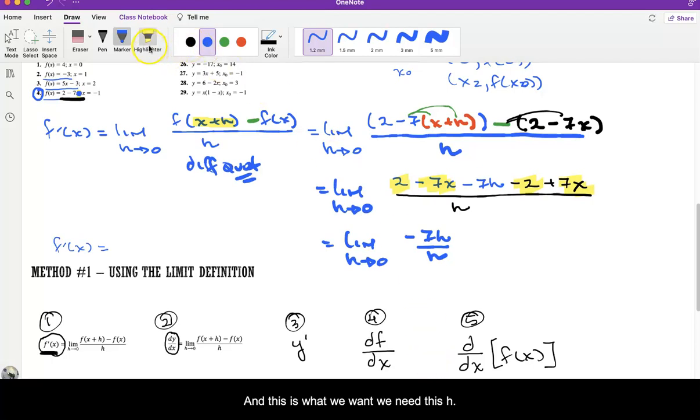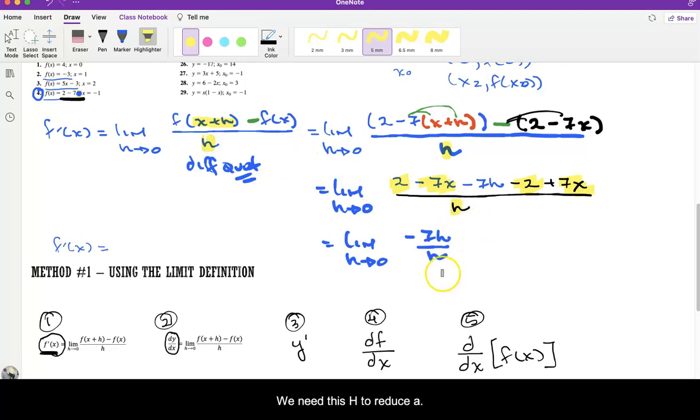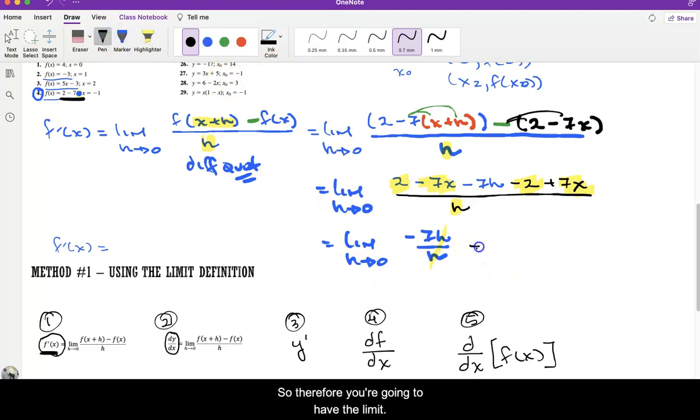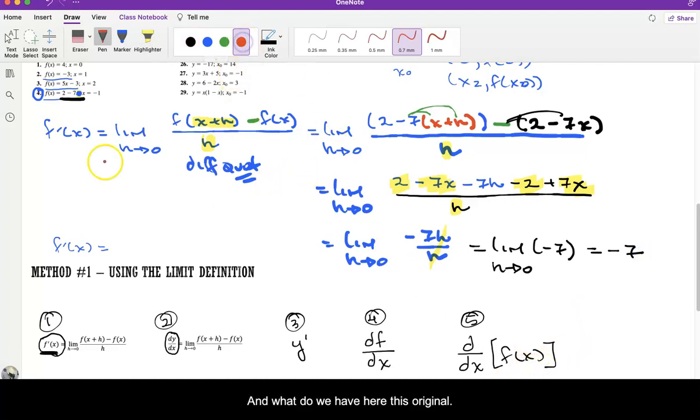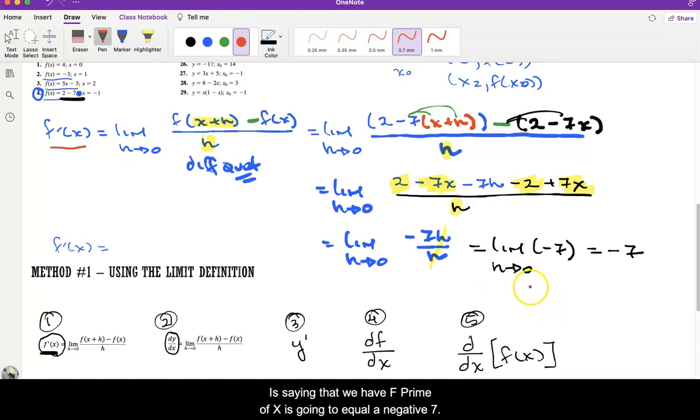And this is what we want. We need this h to reduce out. And now they're going to reduce out. So therefore, you're going to have the limit as h approaches 0 of a negative 7. And as we said last time, the limit of a constant is going to be a constant. And what do we have here? This is saying that we have f prime of x is going to equal a negative 7.